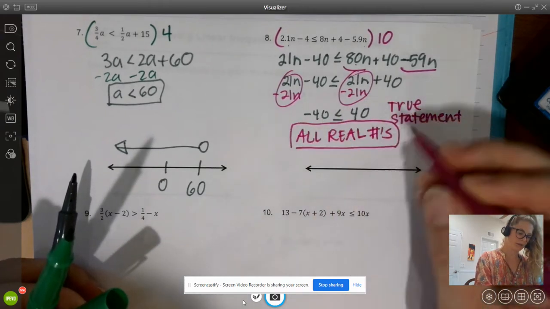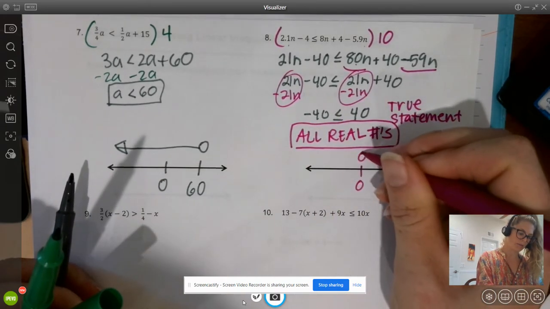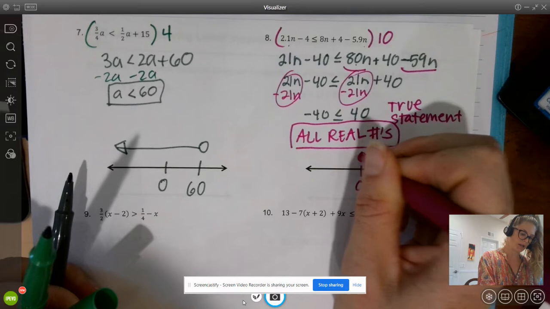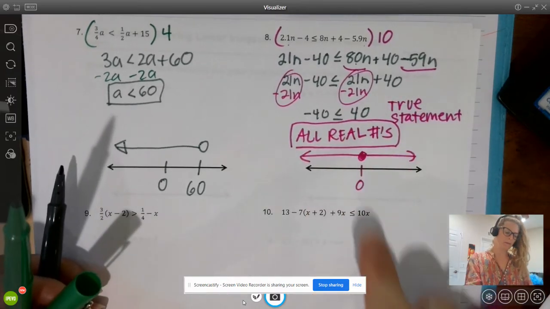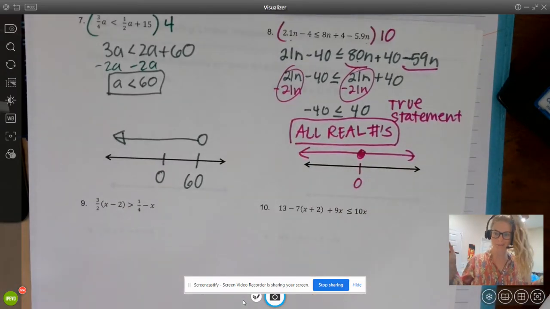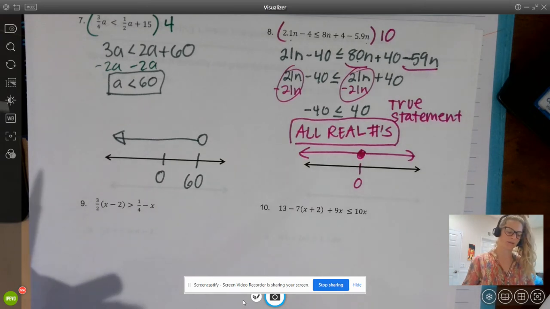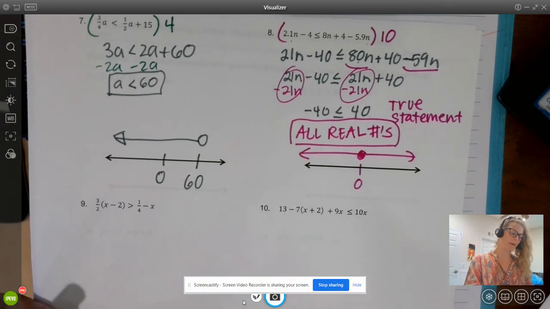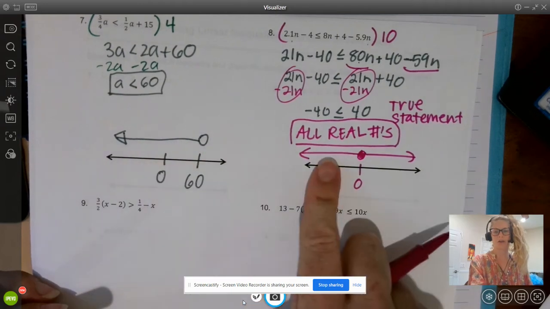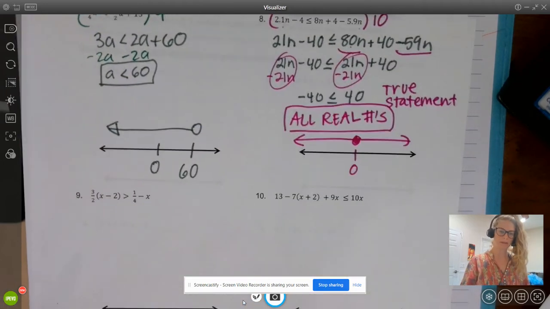Since this is all real numbers, I'm going to graph 0 on my number line. I'm going to put a closed circle at 0 and shade to the left and to the right. If it was an open circle at 0, it would be all the numbers except 0, but we know 0 also makes this true. Some people might also call this infinitely many solutions, but remember, a solution set is infinitely large, so all real numbers is most appropriate.